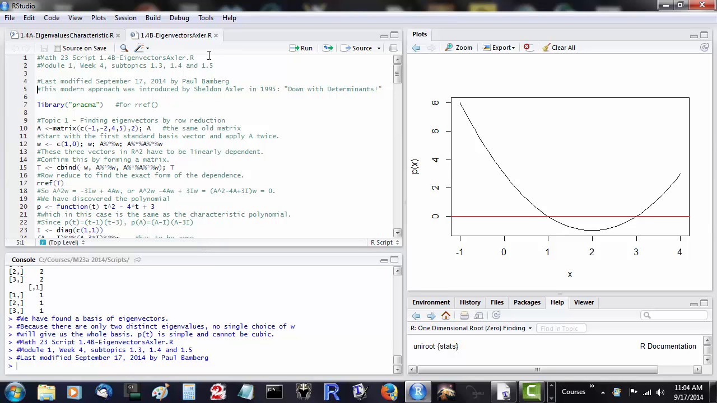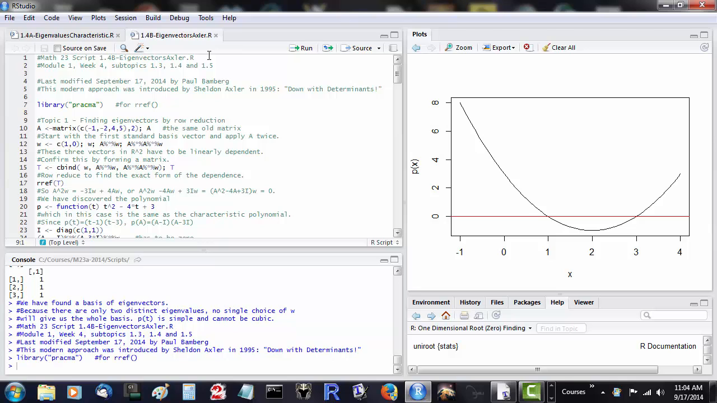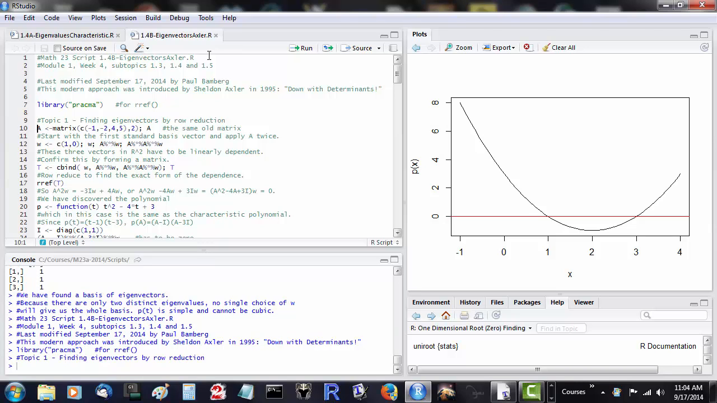This approach was introduced in 1995 in the famous article Down with Determinants by Sheldon Axler. It's used in John and Barbara Hubbard's textbook. It is still not used in all linear algebra texts, many of which were written before 1995, but it is the accepted way of finding eigenvectors and eigenvalues these days.